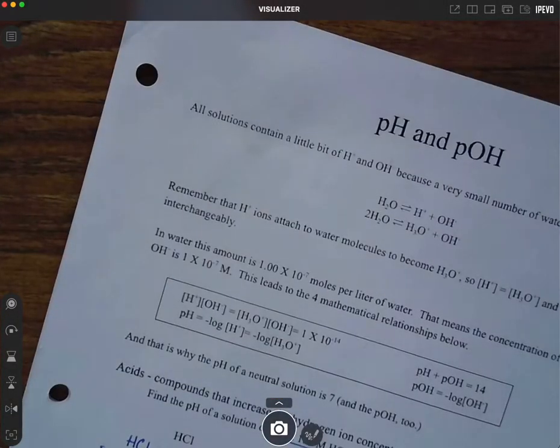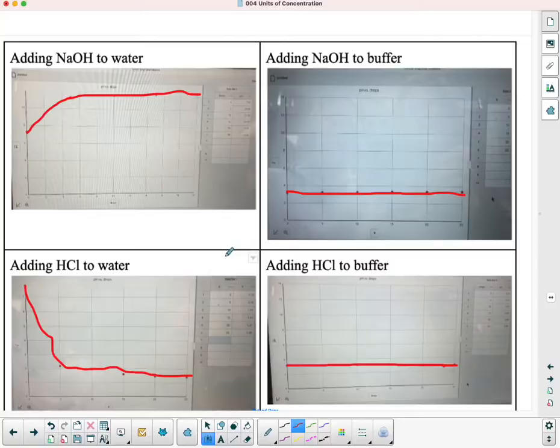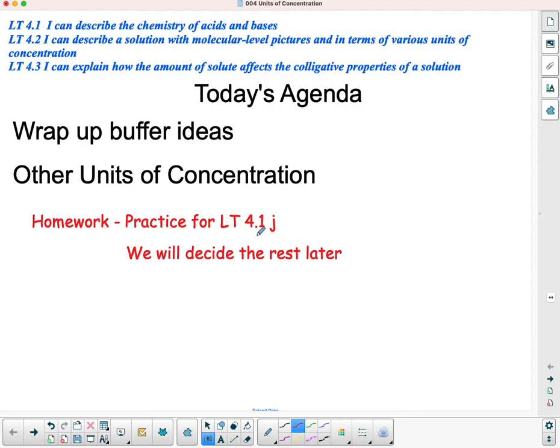There was one more little piece to the target that went with acids and bases, and that was 4.1J. There are some practice problems that go with buffers in 4.1J, so that is part of your homework. We'll decide on what we're going to do with the rest later. And then we just need to take a look at a few other units of concentration.